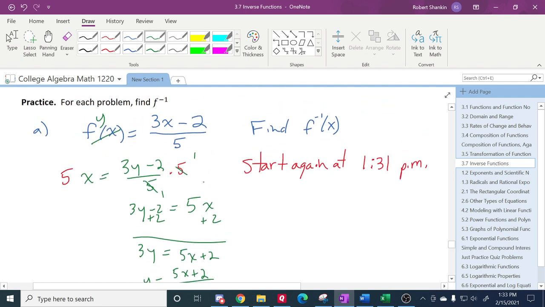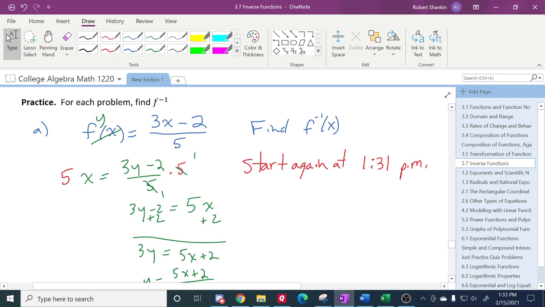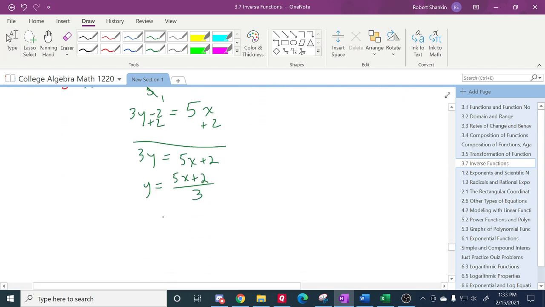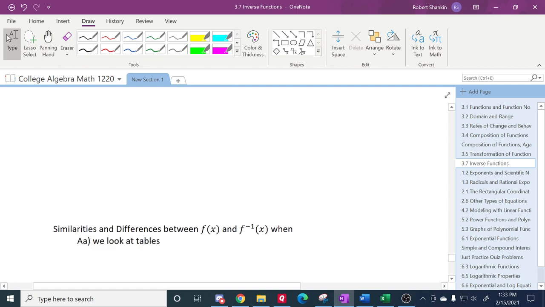So what we notice is that there was a minus 2. It's now a plus 2. There was a times 3. It's now divided by 3. There was a divided by 5. It's now multiplied by 5. But we didn't have to worry about getting this order correct because this process did it all for us. This is the inverse function. Like this. And now we're going to go through something else.